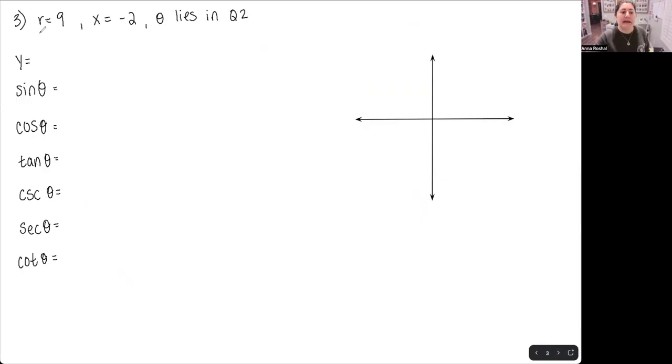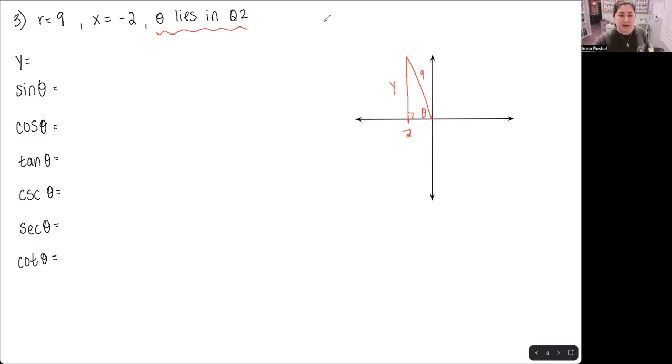Okay. Next, I'm told that my radius is 9. I'm told that my X is -2. I know that X would be -2 here. And I'm also told that my angle is in quadrant 2. This is quadrant 2. So I know my triangle will likely look like this because this is 9. It'll be way longer than this 2. This is going to be my theta, and I actually have to find out my y.